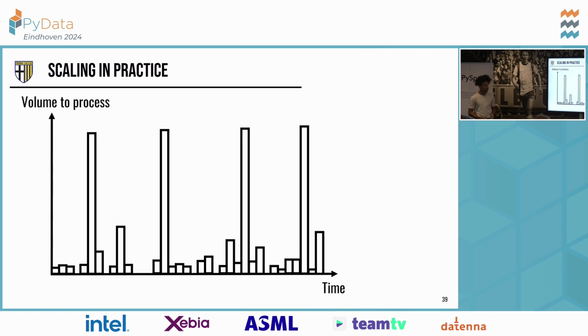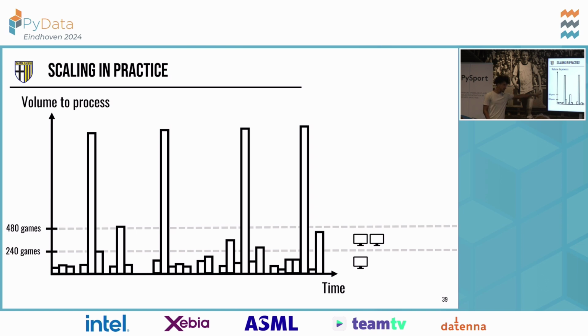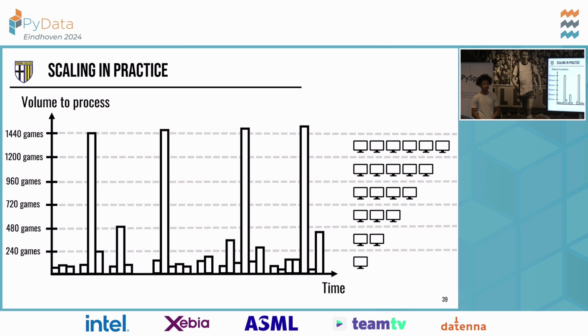So to illustrate that, we can go back to our volume to process, and every time the number of games that we need to process is lower than 240, we just have one machine on. If it's between 240 and 480, we have two machines on, and so on and so forth. So this way, we are sure to have the right amount of workers on, and to only pay for that.